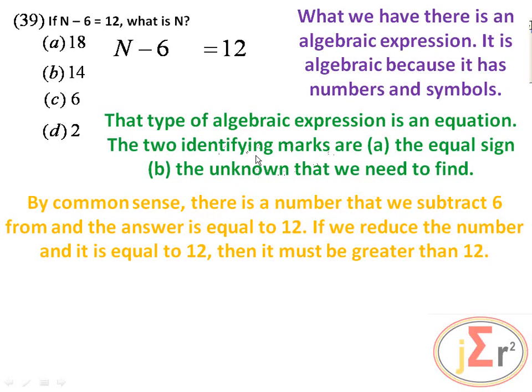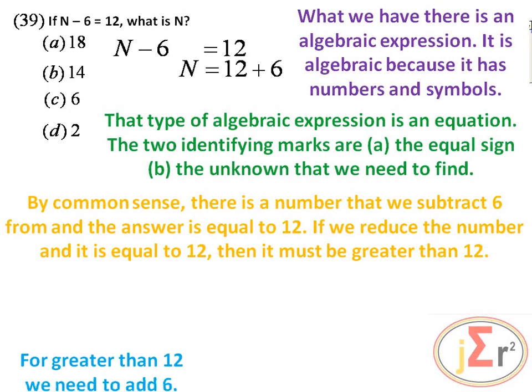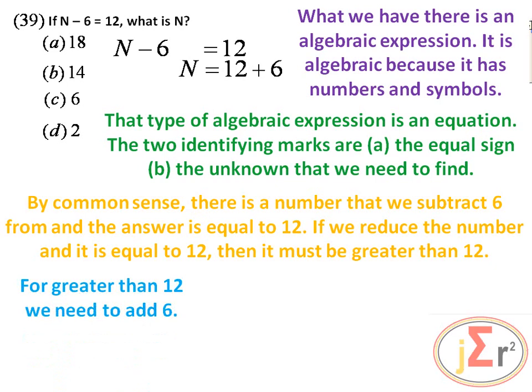So by common sense, there's a number that we subtract 6 from, and the answer is equal to 12. If we reduce the number and it is equal to 12, then it must be greater than 12. The number had to be greater than 12 in the beginning. Is that right, Jerry? Yes. Okay. So n is equal to 12 plus 6, and that gives us 18. And that is represented by option A. For greater than 12, we need to add 6. We add 6 to 12 and we get 18.